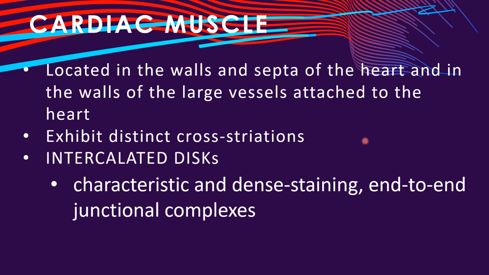And again, these cross striations are the result of the regular arrangement of actin and myosin filaments present in your myofibrils. These myofibrils are located in your muscle fibers. With this, you have your intercalated disc. This is characteristic, sustaining end-to-end junctional complexes.